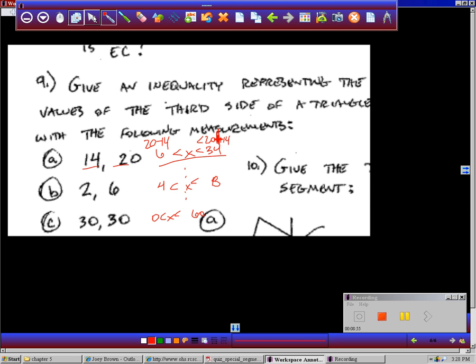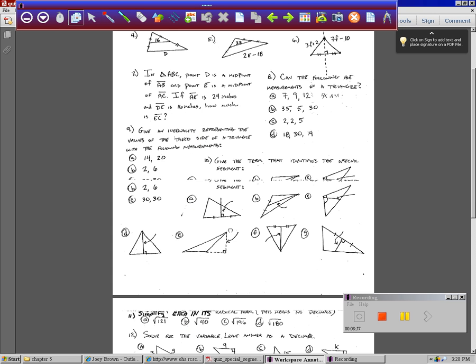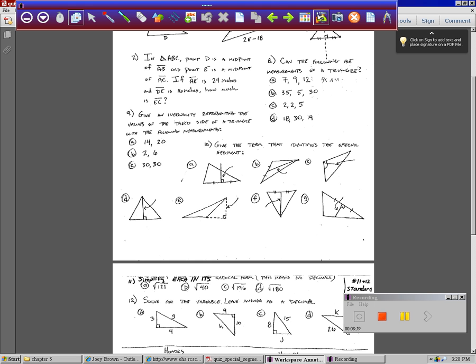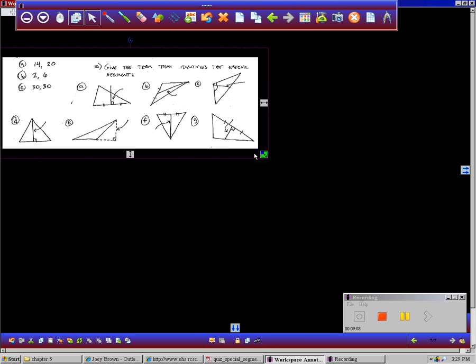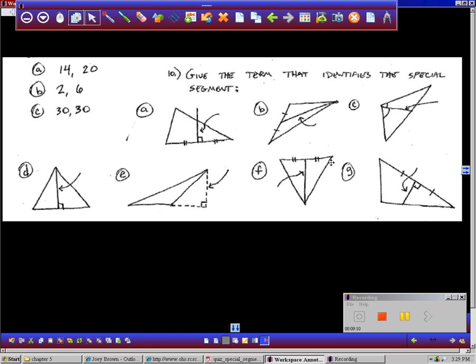Okay, so here we go to 10. The mainstay, number 10. You got to figure out which one these are. I hope you stuck with me all up until this podcast, because here's the crux of it. With this being said, here we go. Number 10. Give the term that identifies the special segment. Well, you got to know your special segments, so refer to the website terms. There's a link on there that gives you the terms of all of these.